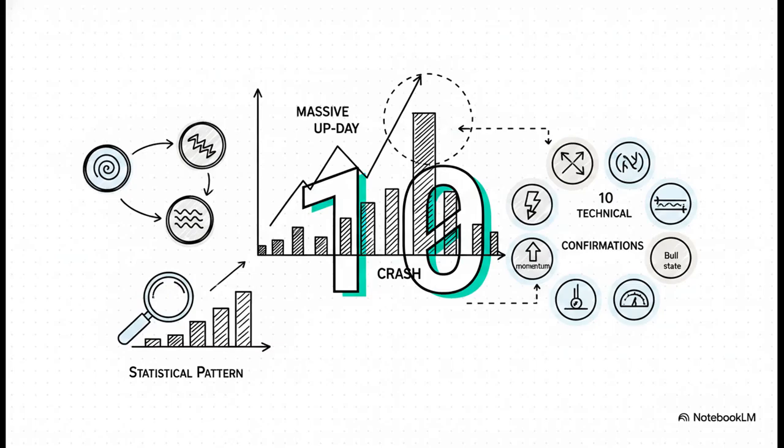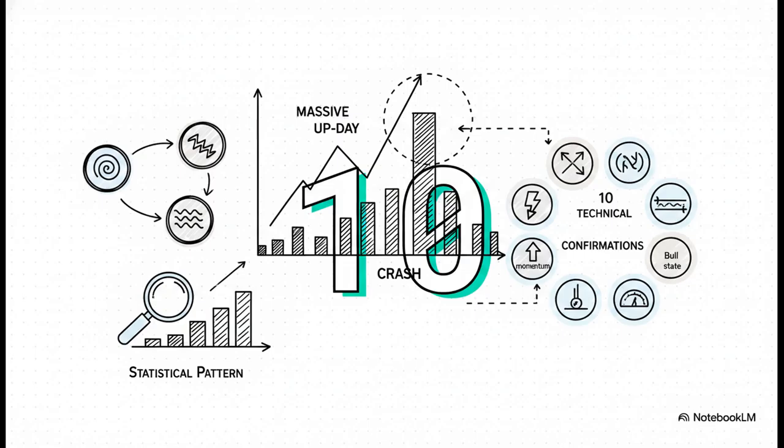To filter out false starts like a dead cat bounce, the system layers 10 configurable technical confirmations on top of the statistical regime. Remember, the HMM is looking at the statistical pattern of a sequence of bars, but sometimes a single massive update right in the middle of a crash can trick basic momentum indicators.